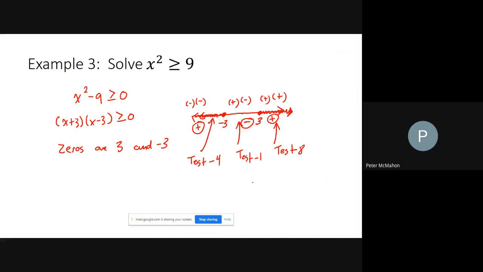So I'm going to go and highlight this region over here. Okay. Now again, the way I state the solution over here is x is less than or equal to negative 3, or x is greater than or equal to positive 3. Now the word "or" here is important.